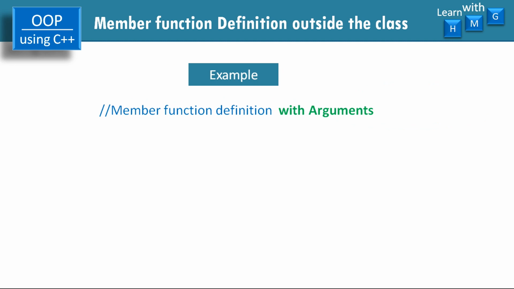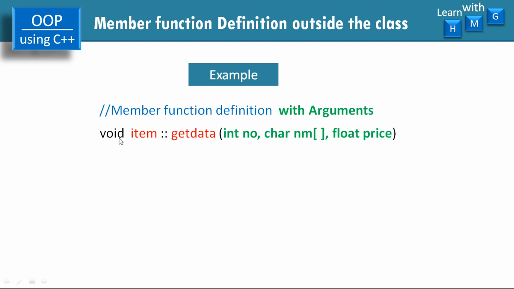This is the example. Suppose this is a member function with arguments. The name is getData, and this function belongs to the item class, and the function is not returning any value, hence the return type is void. So void is the return type, item is the class name, then the scope resolution operator, and the name of the function is getData. Here in the green color you can see three arguments declared. The first argument is NO of integer type, the second is NM, a character type array used for a string, and then price is a float type variable. So three arguments are declared within the brackets in the first line of the member function definition.